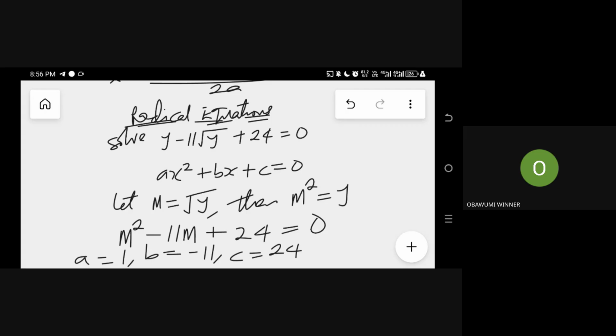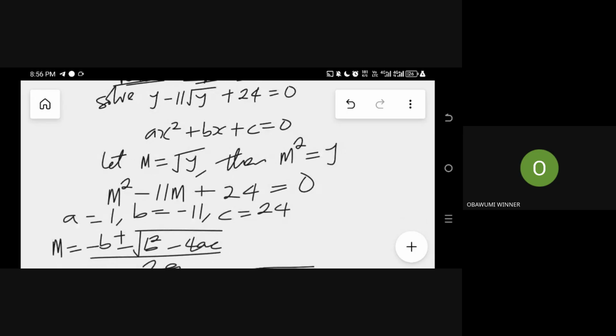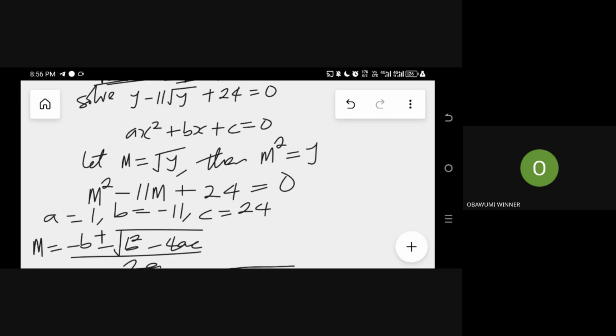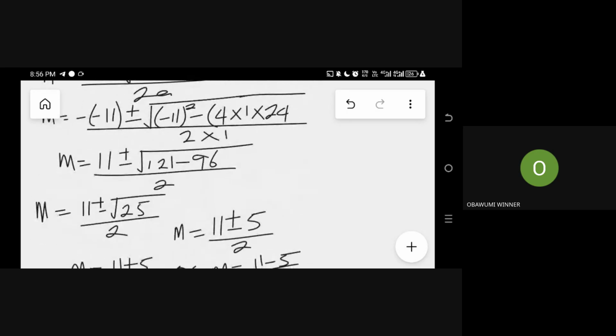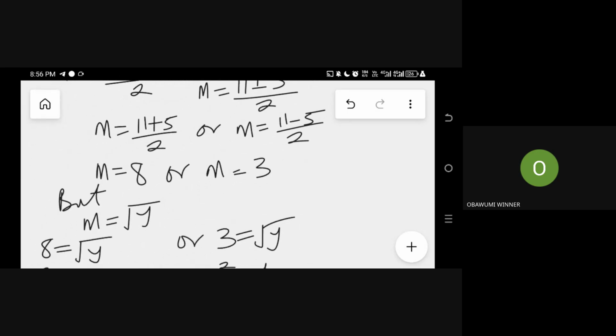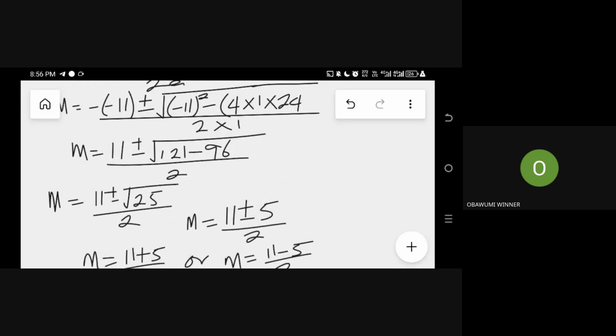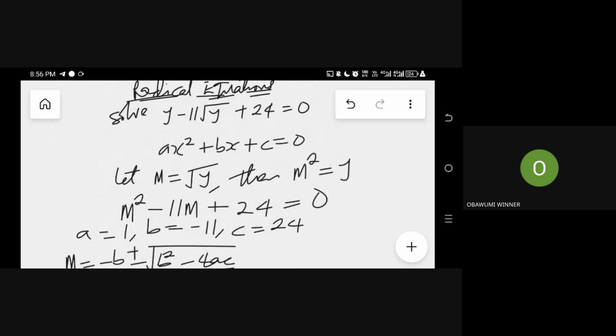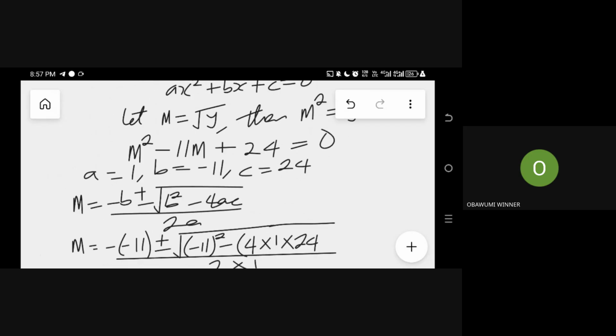So bringing up that m by yourself, after having m, you said let m equal the square root of y. Then that means m squared is equal to y, obviously. Now that you've gotten m as 8 or 3, you have to get y, because the actual question says y, not m. The m was brought by you. So you have to now get y.